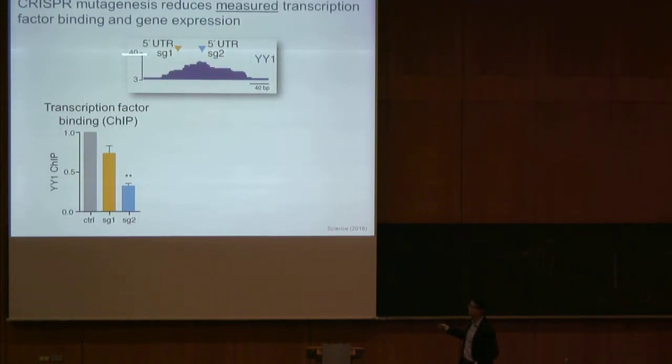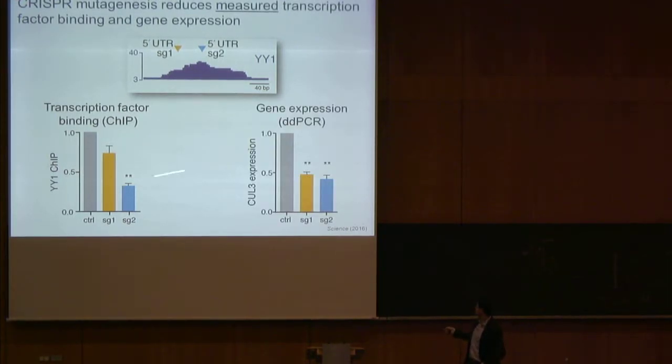So we can go ahead and introduce these two guide RNAs and actually look by ChIP-qPCR. We can pull down the YY1 transcription factor and see, is it binding as well to these regions of the genome? And you can see in both cases, and especially this one that sits right on top of the YY1 peak, that binding of YY1 is significantly decreased after we edit at this site. And just as you'd expect, the expression of this nearby gene, CUL3, is also decreased.